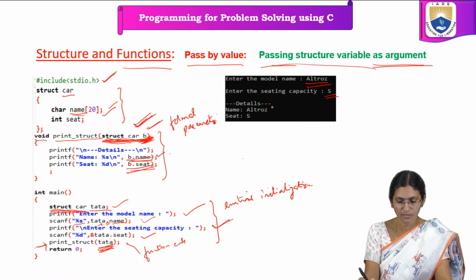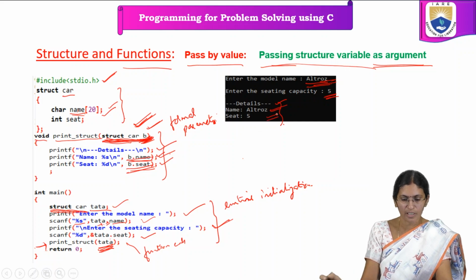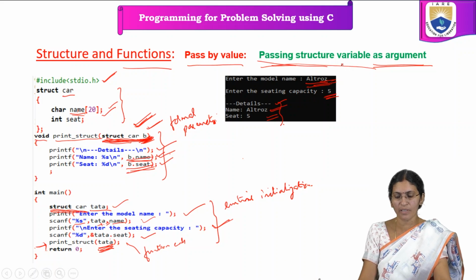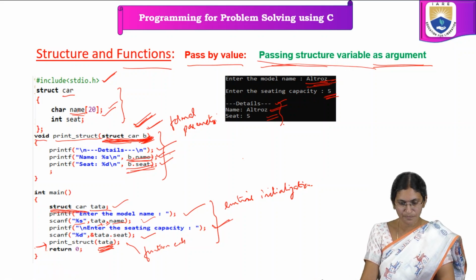Correspondingly, when the user runs the whole program, this is the output of the program. Details are printed, then the name is printed, whatever the user has given, all truths, and then the seat, whatever the user has given, will be printed. The aim of this program is just to print the member details of this variable. Here we are passing a structure variable as an argument.